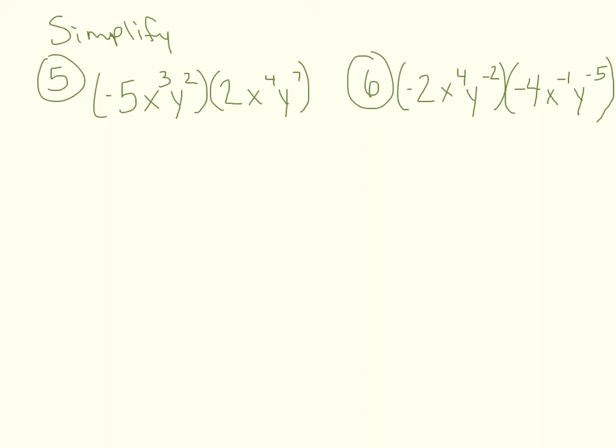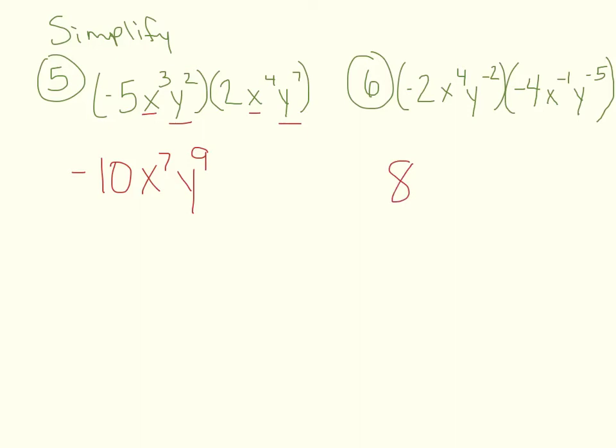Number 5, negative 5 times negative 2 is negative 10. X to the 3rd times x to the 4th becomes x to the 7th. Y to the 2nd and y to the 7th. Add them and you get y to the 9th. Nothing left to simplify, so that's your answer. Number 6, negative 2 times negative 4 is positive 8.